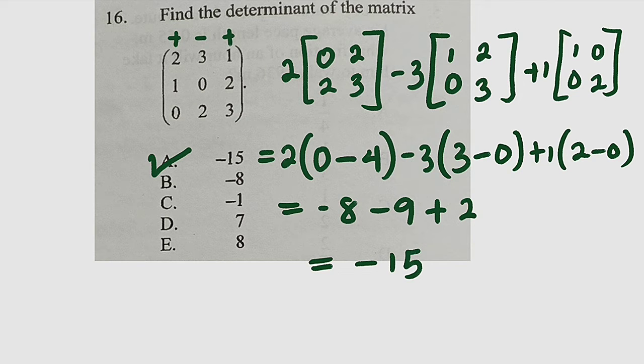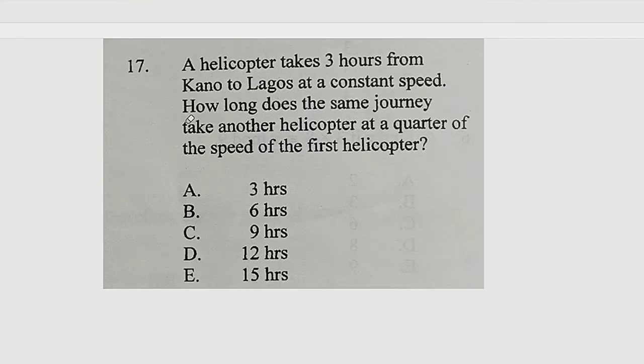Now let us move on to question number 17. All right, here is question number 17. It reads, a helicopter takes 3 hours from Kano to Lagos at a constant speed. How long does the same journey take another helicopter at a quarter of the speed of the first helicopter? All right, let me do that using a shortcut. Then I'll show you the step-by-step on how to work it out.